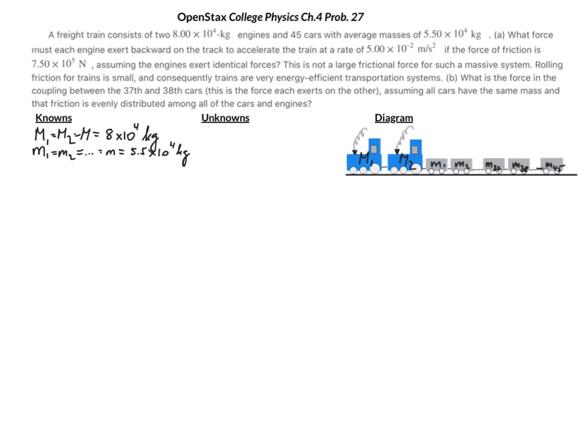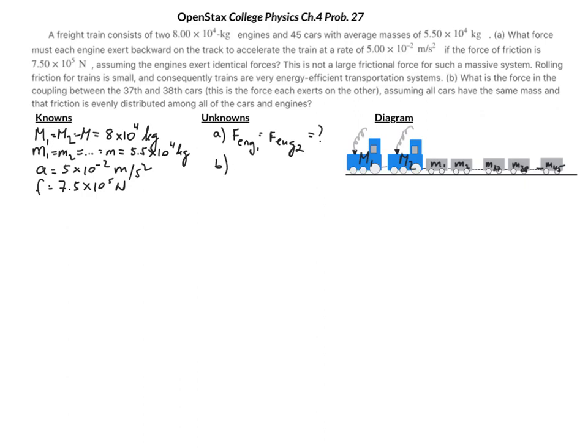Then we know that the train attains an acceleration of 5 times 10 to the negative 2 meters per second squared. And there is a friction force, I'll call it lowercase f, of 7.5 times 10 to the 5th newtons, retarding the motion of the trains. So in the first part, we want to know the force that the engines exert to move the train. So I'm going to call it force engine 1, which is equal to force engine 2. So we're looking for that.